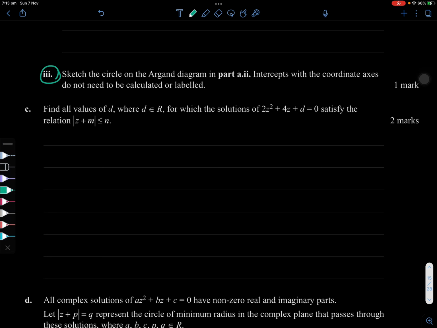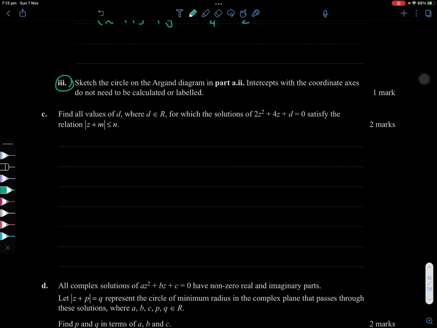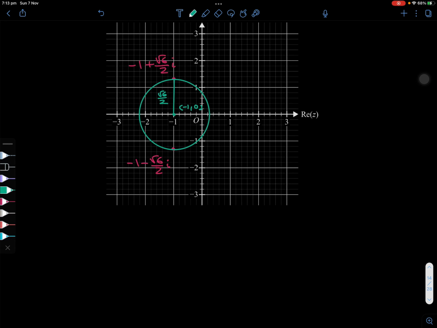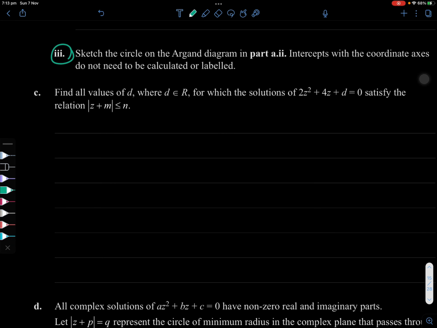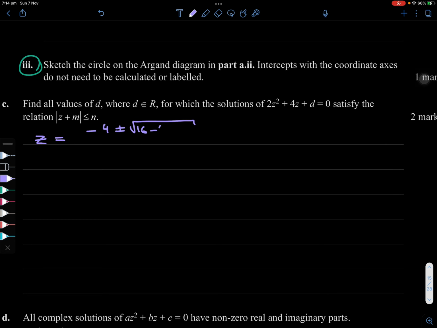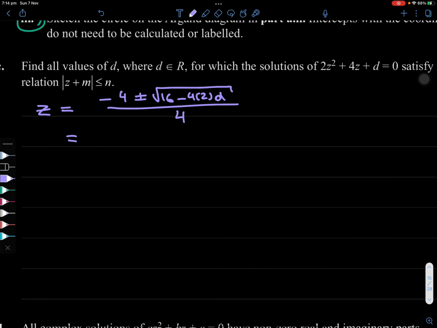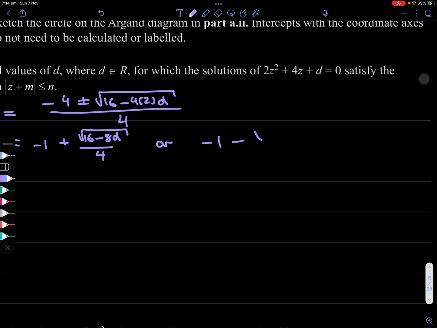Now part C. Find all values of d for which the solutions of that satisfy the relation of that circle. Okay, so this means our solutions need to be either on that circle or within that circle. That's what it means visually. So I'm going to solve for the solutions. Let's go z is equal to negative 4 plus or minus root b squared, which is 16, take 4ac, which in this case is d, and our denominator is 2a, which is 4. That leaves us with negative 1 plus root 16 take 8d on 4, or negative 1 minus root 16 take 8d on 4.